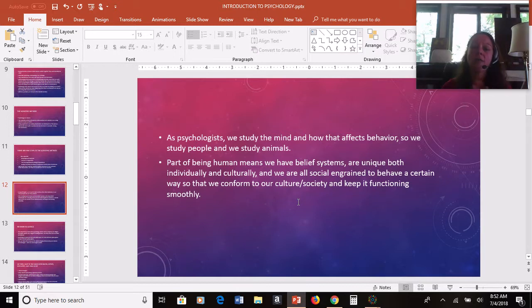And so we know that part of being human also means that we have belief systems, and belief systems don't necessarily just mean religion.